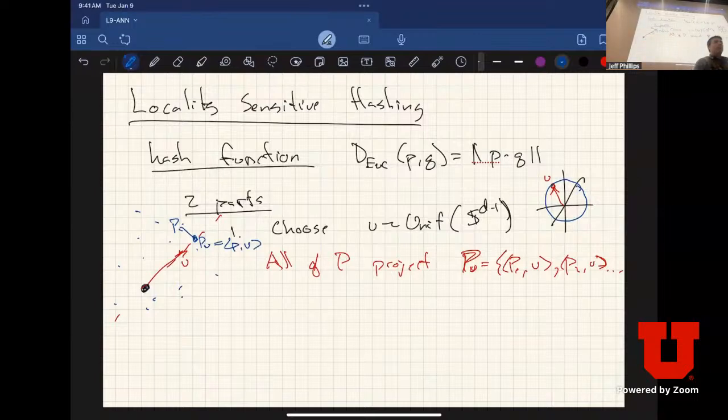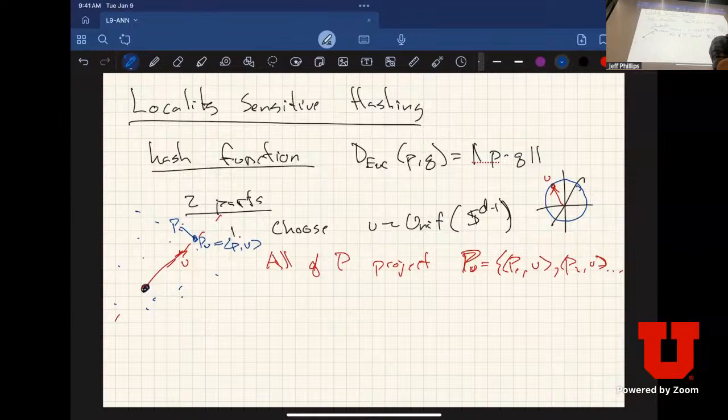So I'm going to start with one random direction. Now points are going to be close if they're close along this line. If I pick a random direction and the points are close along this random direction, then they're more likely to be close in the higher dimensional space. That's not always true, but points that tend to be closer are more likely to be close when I project onto a random direction.